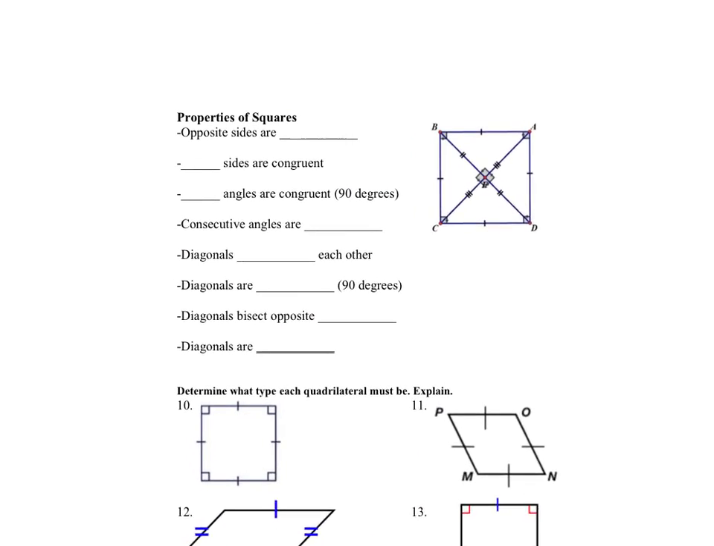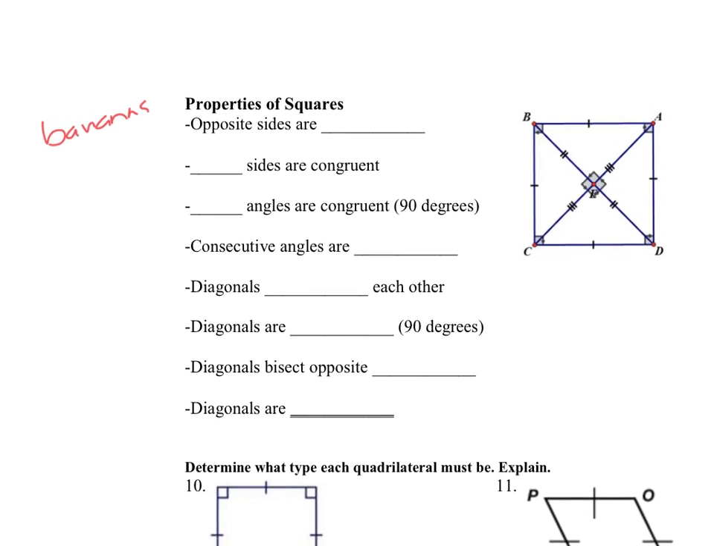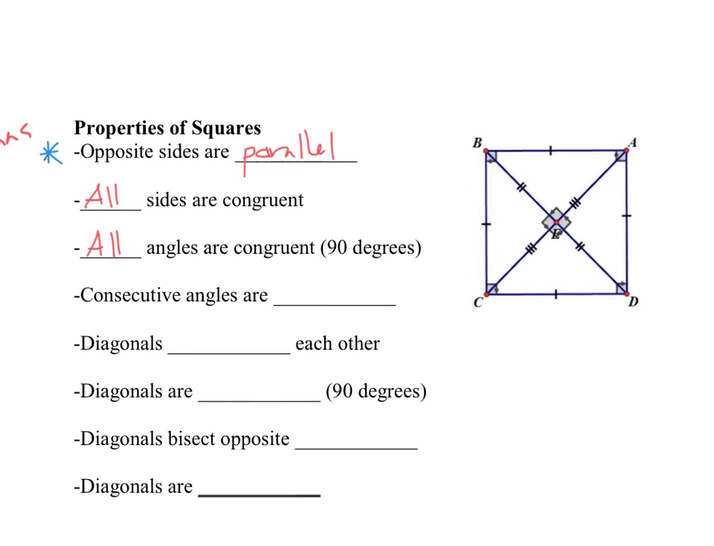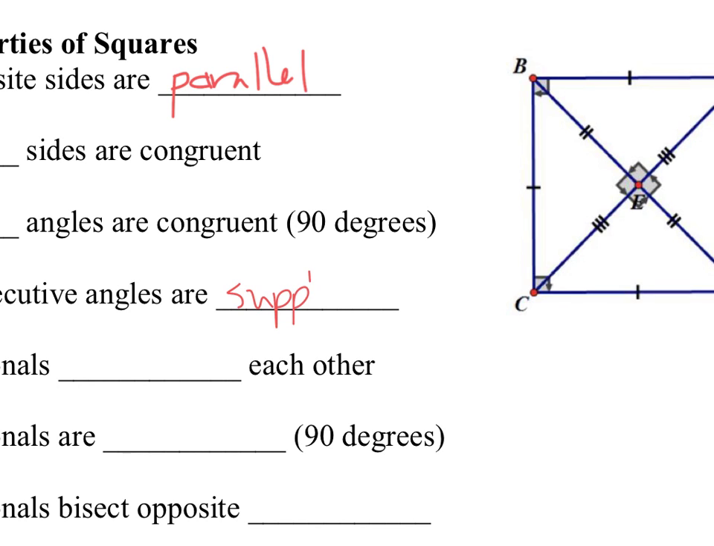Now a square, again, it's just another one of our fruits. This one I'll say is a banana. It's very unique, has its own characteristics, but it's still technically a parallelogram. So opposite sides are parallel and congruent, but in this case, something special is that all sides are congruent. We also know that all angles are congruent, in this case 90 degrees. Consecutive angles are still going to be supplementary.